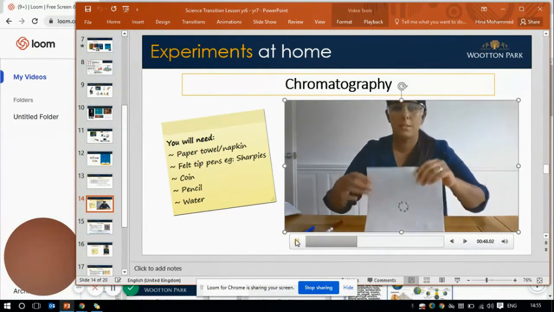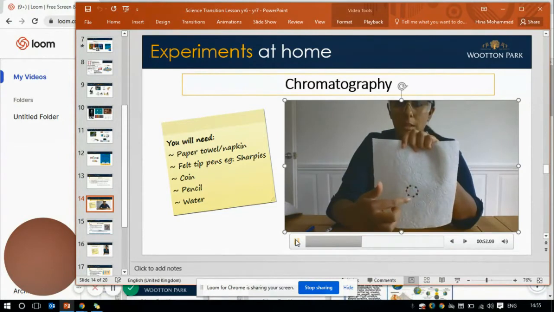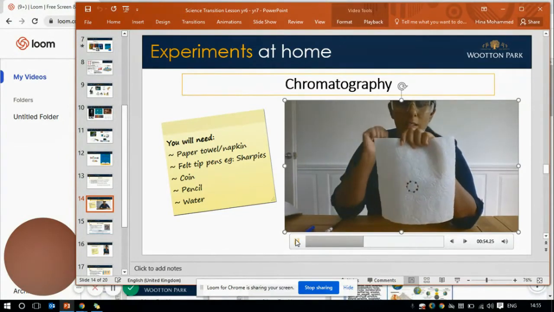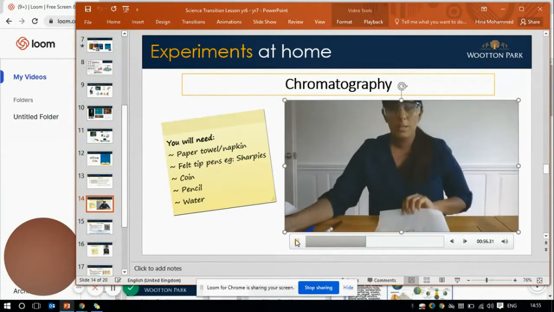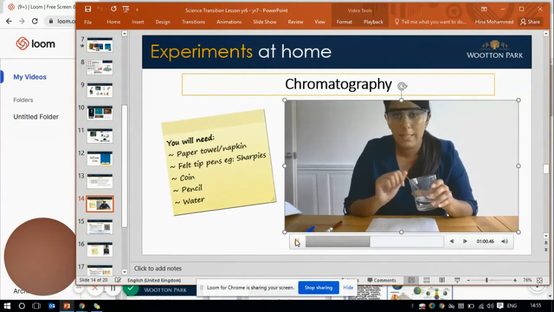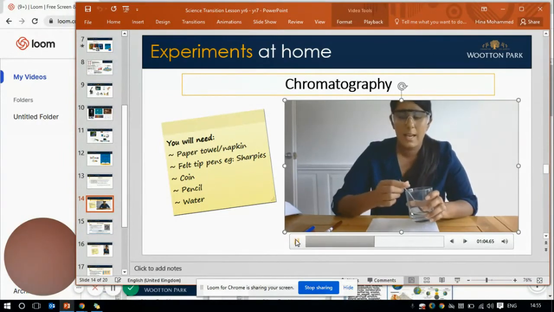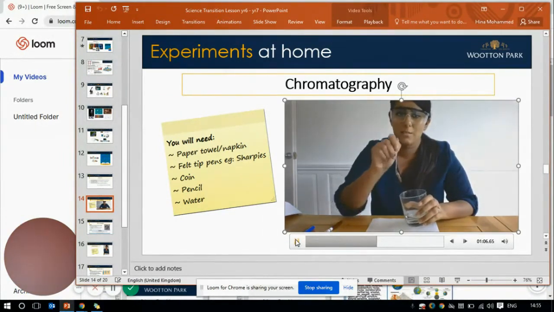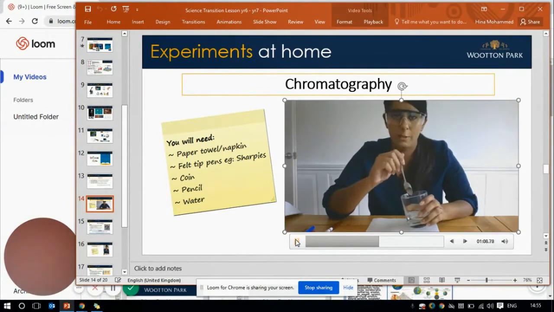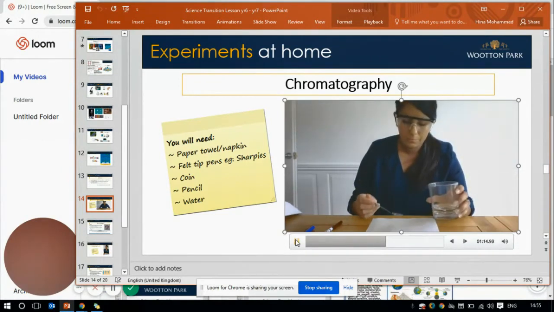So this is what I've got so far. As long as you are drawing on the pencil line and not inside, that's fine. Once you have got your pattern, get hold of your water. Normally in a science lab you would use a beaker to have your liquid in, and you would use a pipette instead of a spoon to drop liquid one by one. But at the moment, obviously, because we don't have that available, we can just use whatever we have at home.